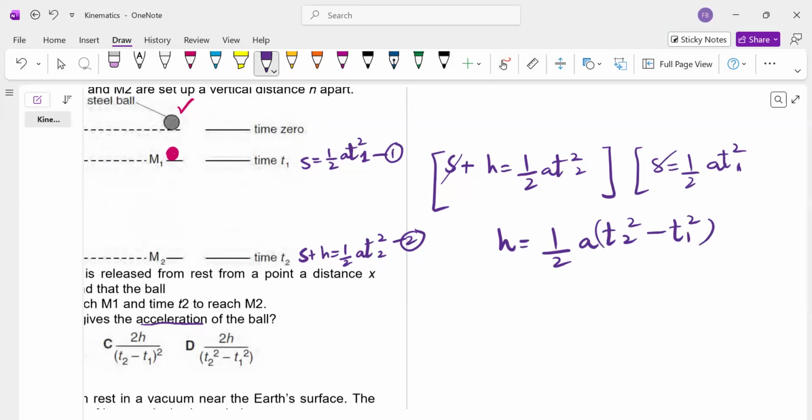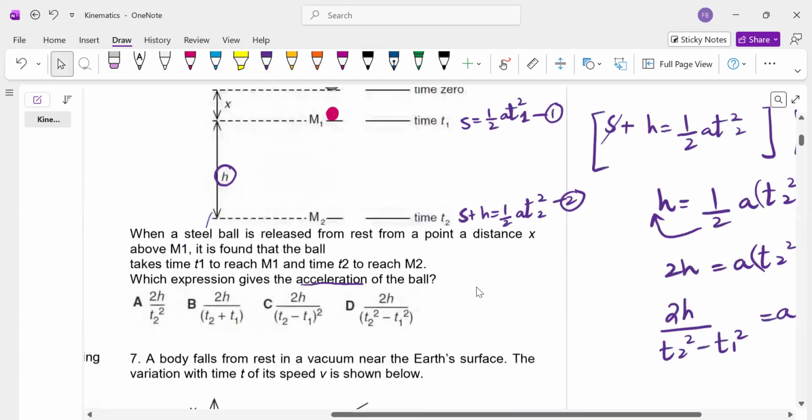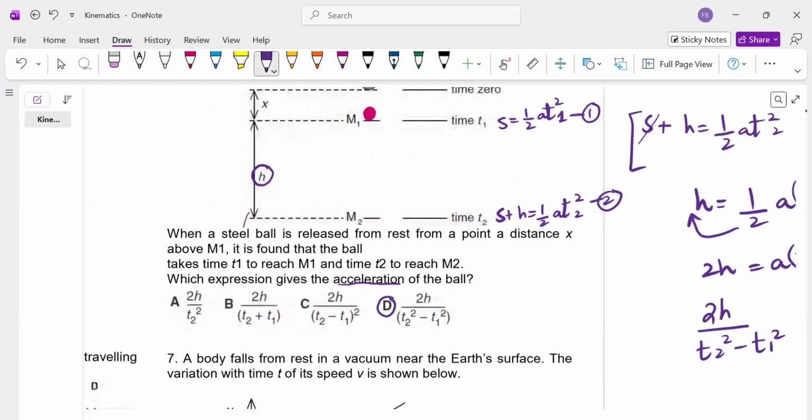Yeah. Okay, and then what can be the final expression for a? You can take this half over this side. This will become 2H equals a (T2 square minus T1 square), and this will be in the denominator now: 2H over (T2 square minus T1 square) equals a. Clear? So your final expression will be D. Yes. So don't just rush. There is an idiom in English: hold your horses tightly until you understand the question and then solve it.